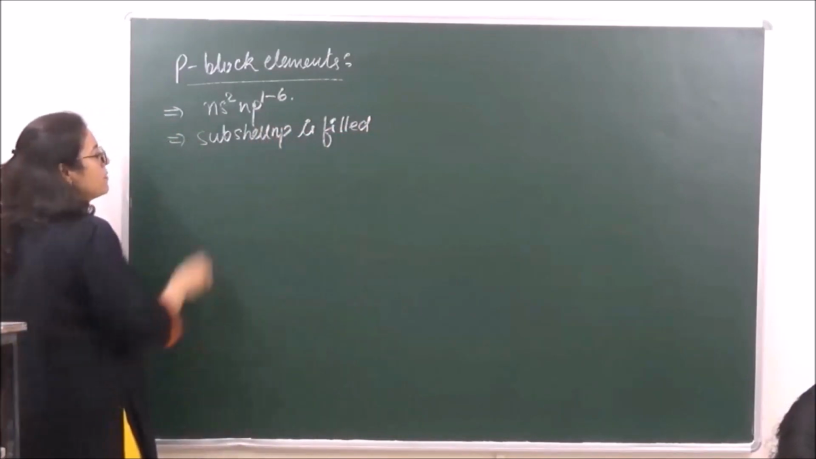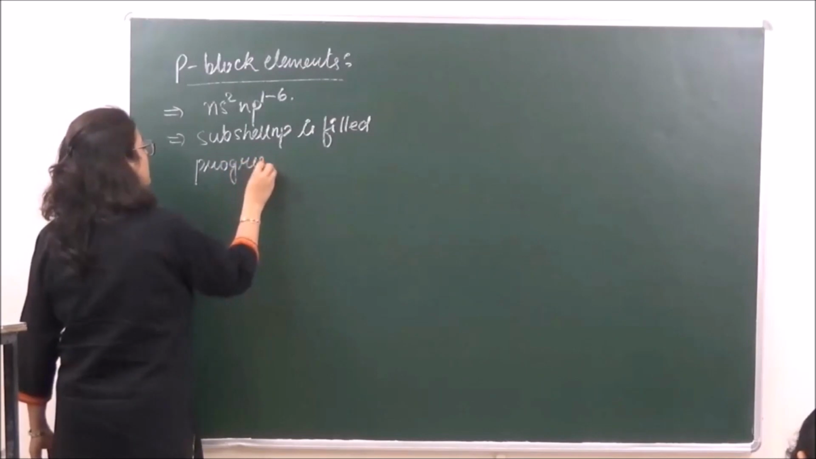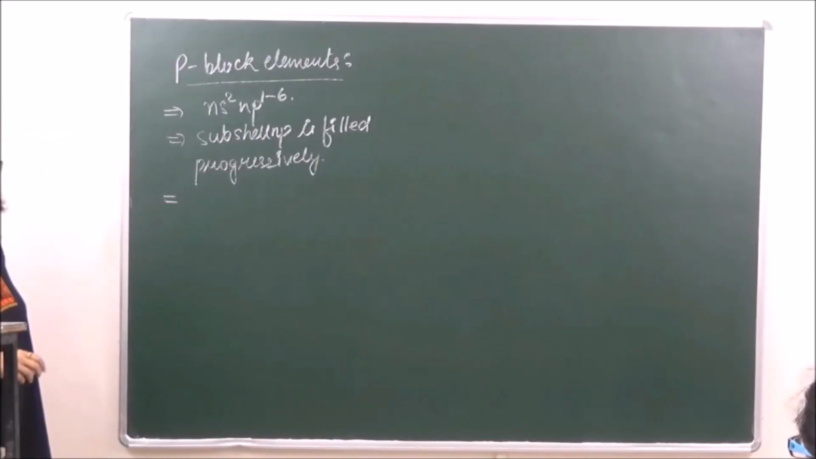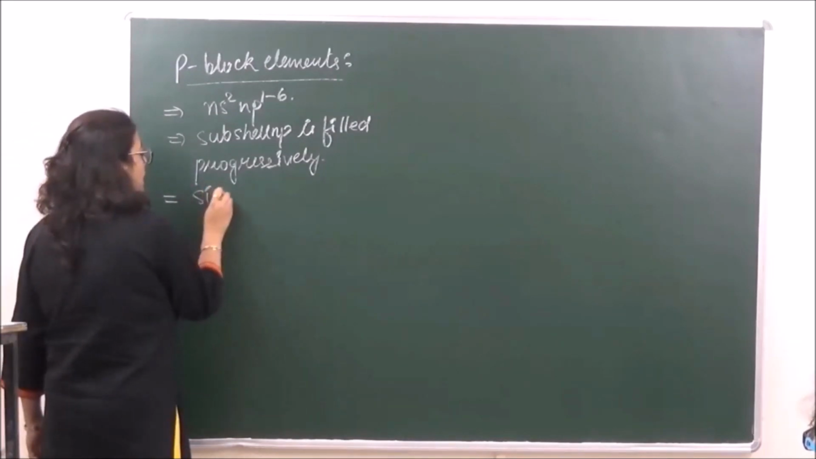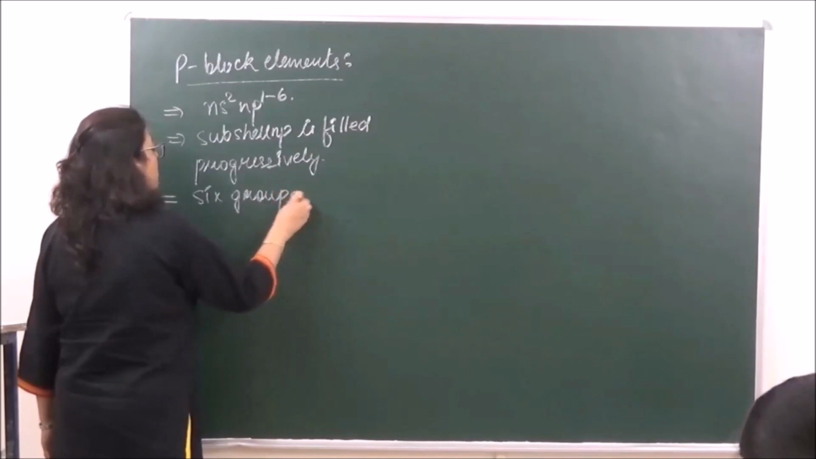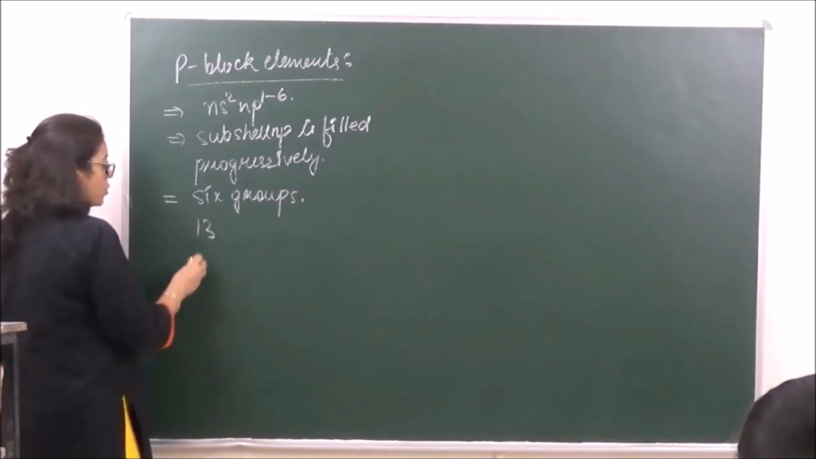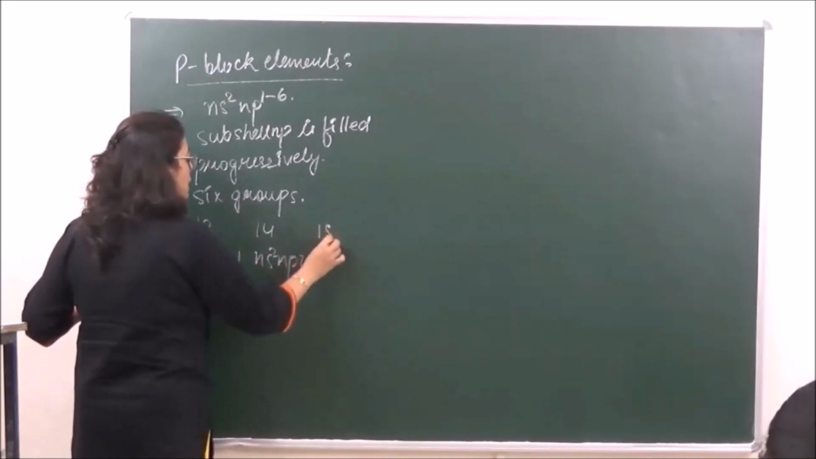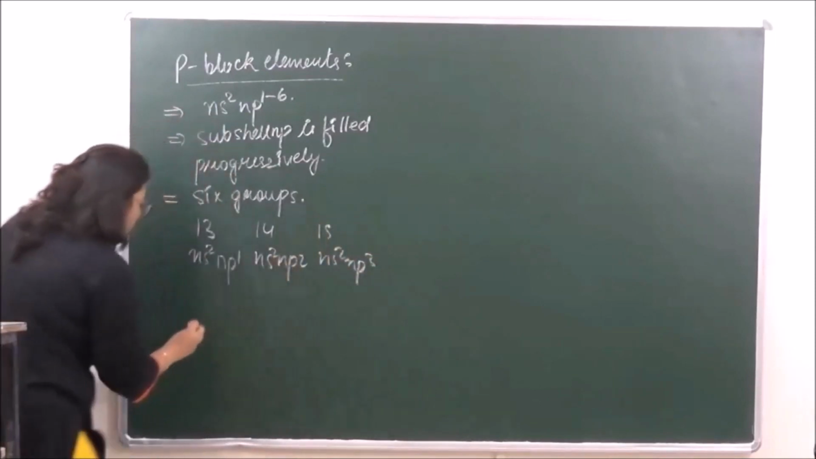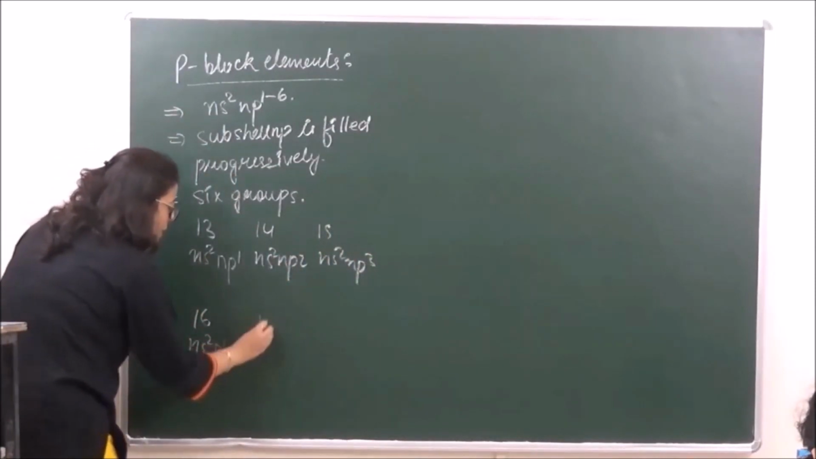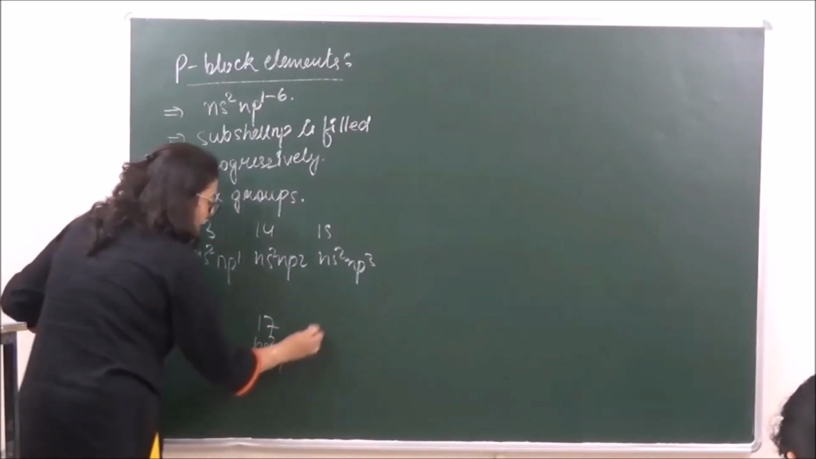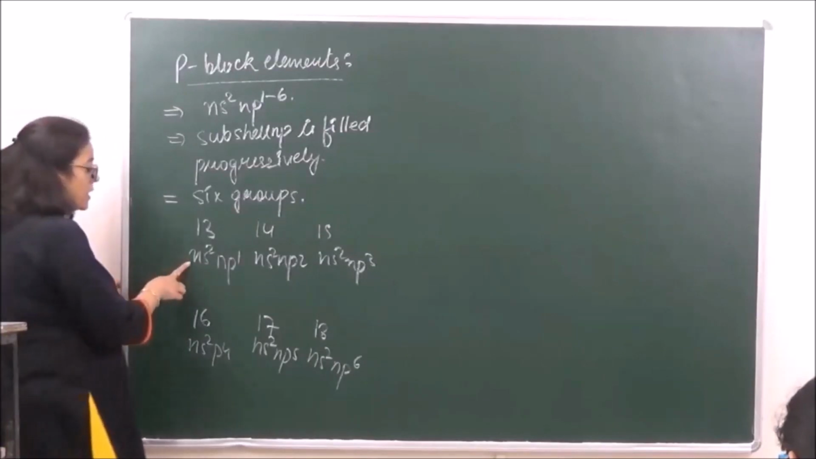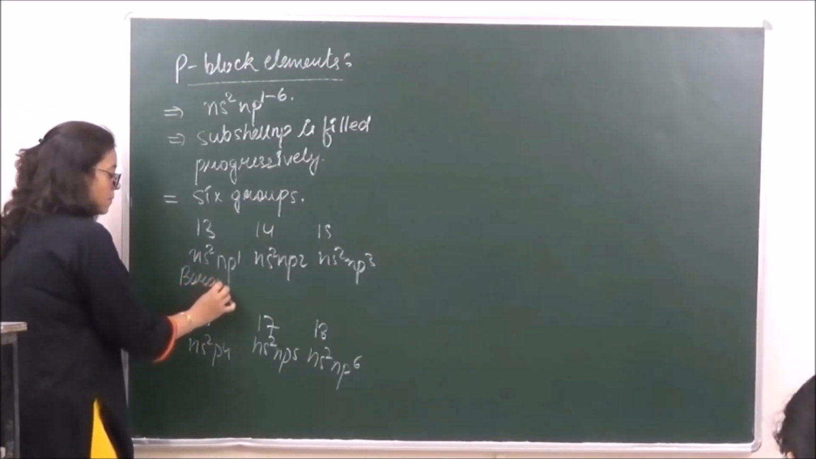So we can see over here that the subshell Np is filled progressively. In the P block, there are going to be 6 groups, starting from group 13 with general electronic configuration of Ns2Np1, group 14, Ns2Np2, 15, Ns2Np3, 16, Ns2Np4, 17, Ns2Np5 and 18, Ns2Np6. Right?